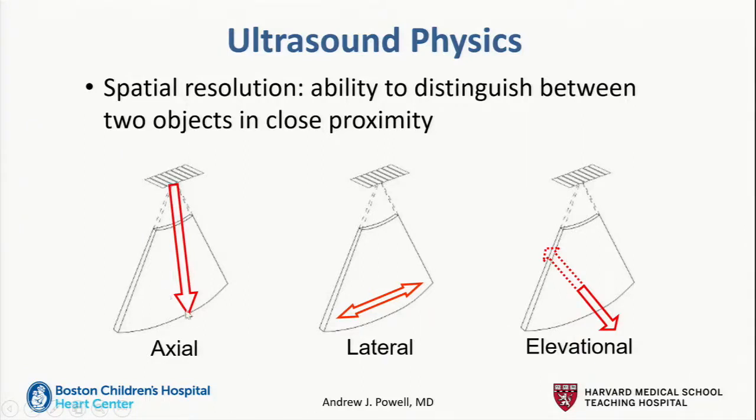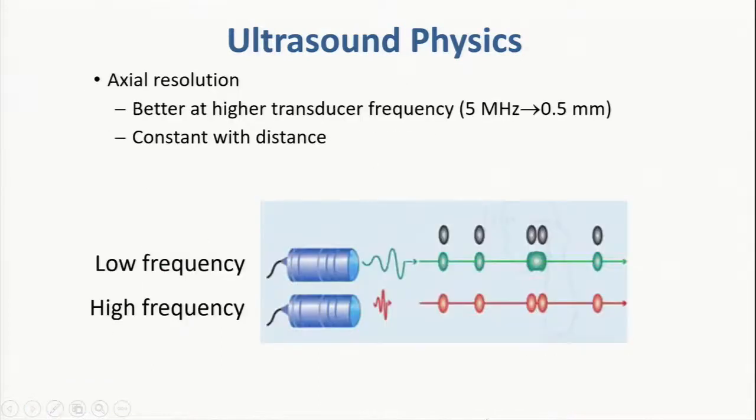When you talk about spatial resolution, you have to think about the different directions. There's the axial direction, which is in line with the direction of the ultrasound propagation. There's the lateral direction, kind of the left-right direction on the sector. And then finally, there's elevational, which is above and below the sector plane. So we're going to just look at each of these individually, briefly.